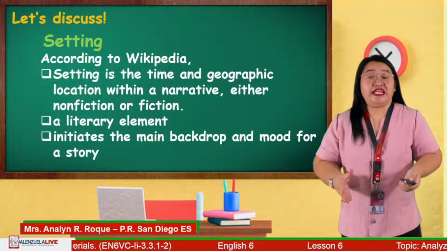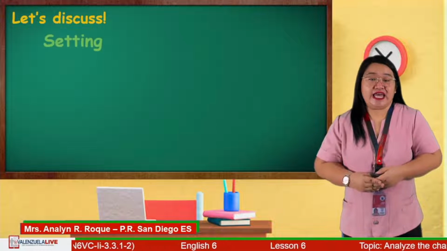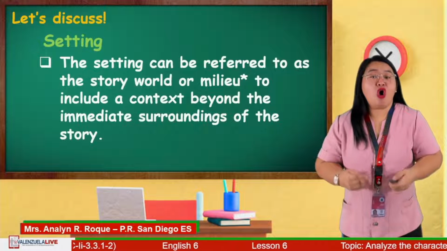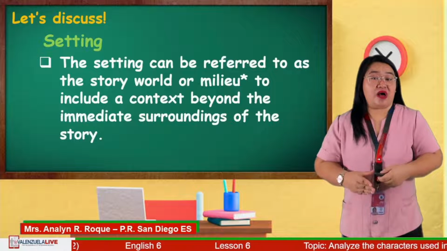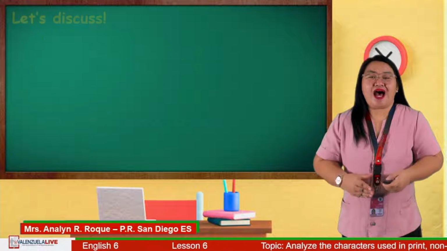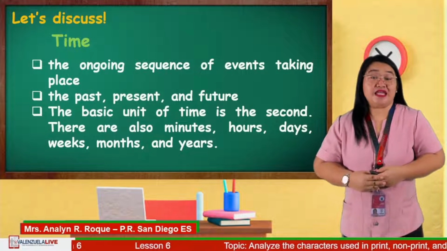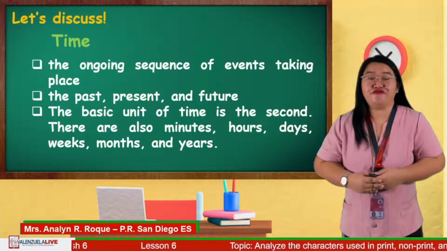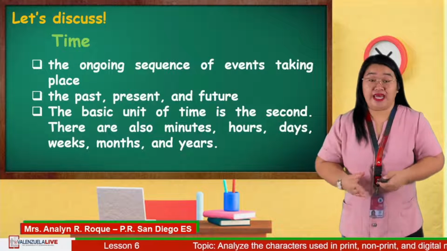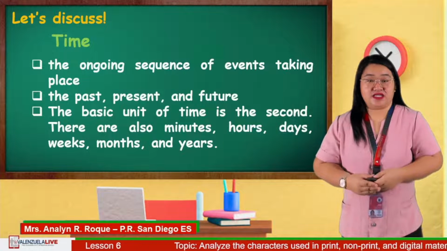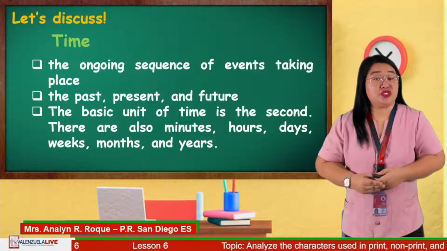The setting initiates the main backdrop and mood for a story. The setting can be referred to as the story world or milieu to include a context beyond the immediate surroundings of the story. Time is the ongoing sequence of events taking place, the past, present, and future. The basic unit of time is the second. There are also minutes, hours, days, weeks, months, and years. We can measure time using clocks.